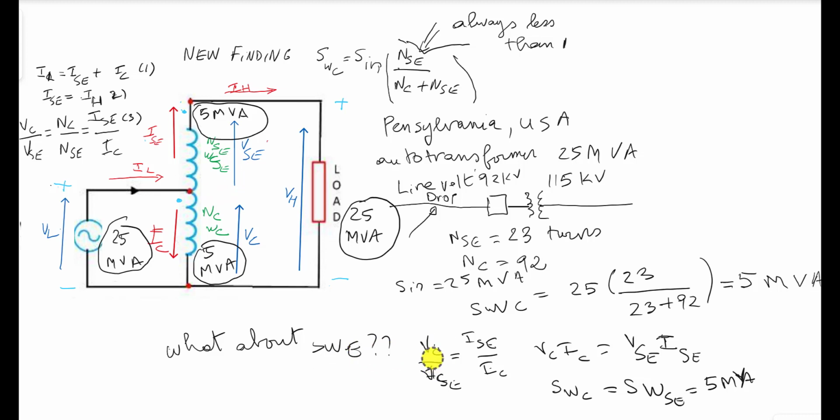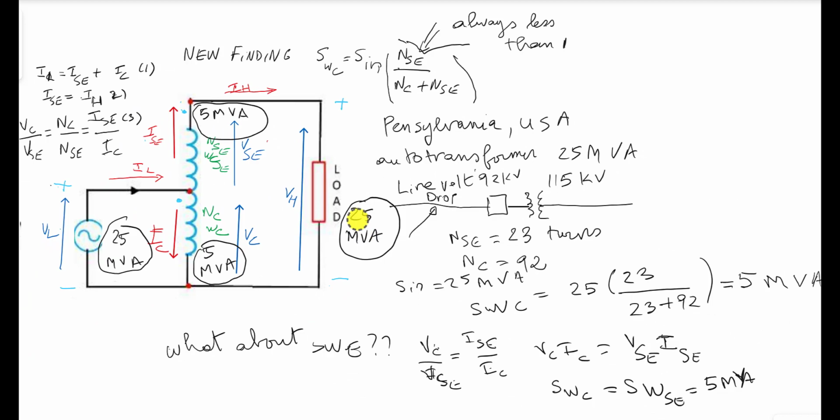So what about the winding via the series? If we use VC over VSE equal to ISC over IC, we get this. And obviously this VC times IC is SWC and VSE times ISC is SWSE. So the MVA in the common winding is equal to the MVA in the series winding. So we're also going to get 5 MVA.